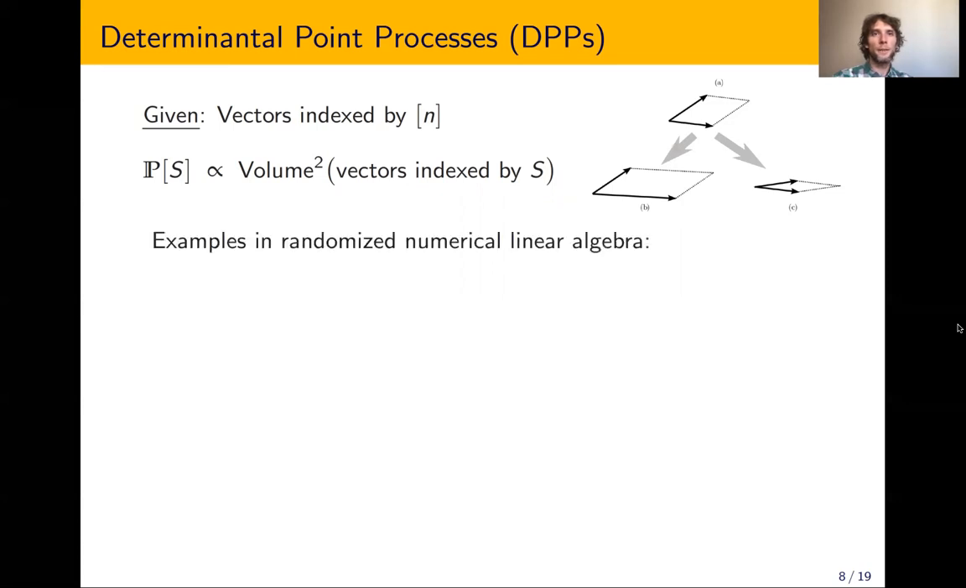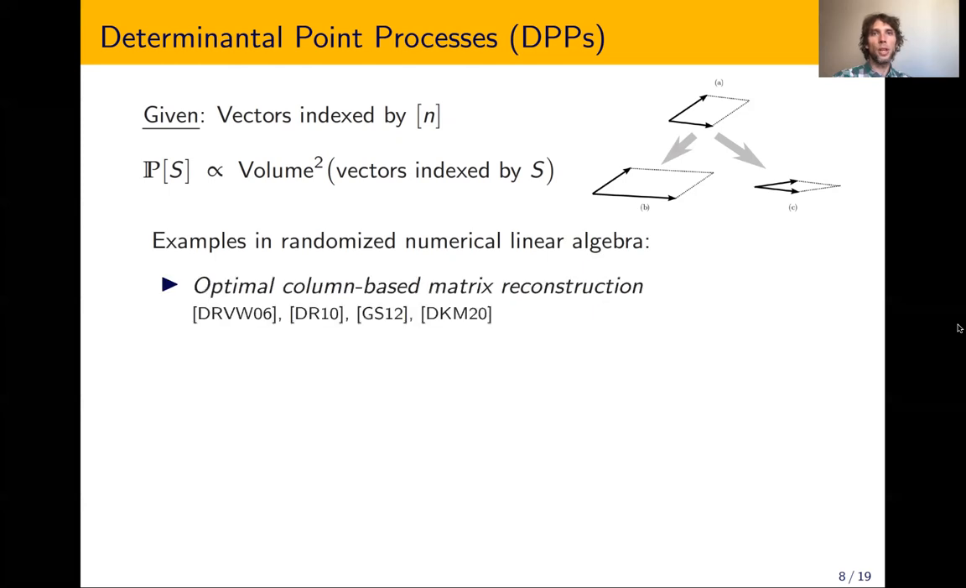This class includes such distributions as random spanning trees, and it has been useful as a method for sampling diverse subsets in machine learning and statistics. DPPs have also proven instrumental in understanding the complexity of a number of tasks in randomized numerical linear algebra. For example, they were shown to be the optimal method for column-based matrix reconstruction, first shown by Deshpande, Rademacher, Vempala, and Wang.